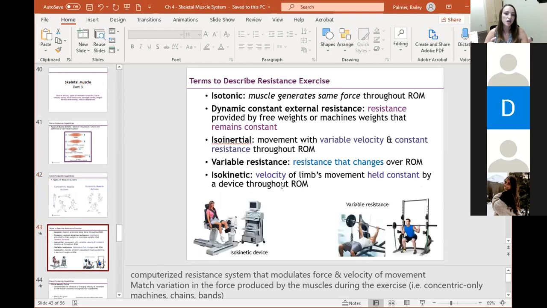Continuing with those actions, you also have to know these terms right here. We have isotonic, isokinetic, isoinertial, DCER, and variable resistance. Again, it's just definitions. I'm not going to ask you anything that's not on the slides right here. It's just identifying the differences. You may have an example, like if I'm using bands or chains during a resistance exercise to alter the resistance, you know that's going to be variable resistance. Or if I'm on a device and the velocity of my limb is held constant, you know I'm on an isokinetic device. So just questions about those terms.